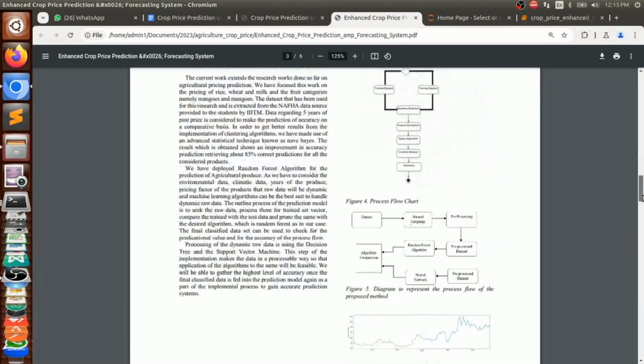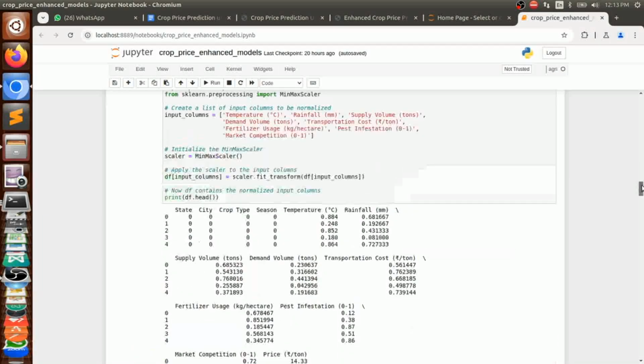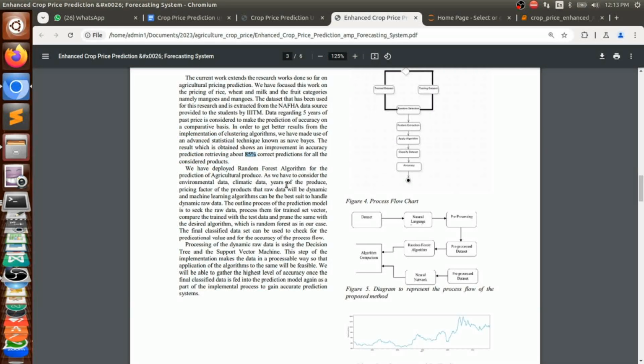Already we are getting a better result, because this paper gets around 85%, while our models are giving nearly 99% accuracy. You can see here, for any model you take, for example random forest, the training accuracy and validation accuracy are very good. So we are getting far better results than the existing paper we are referring to. What makes our work that much better, and how we are getting such good accuracies, we need to discuss. That means we need to discuss the existing paper and our proposed system.